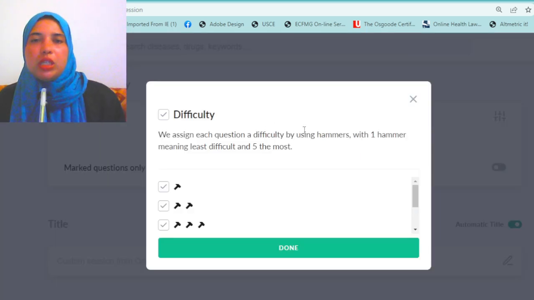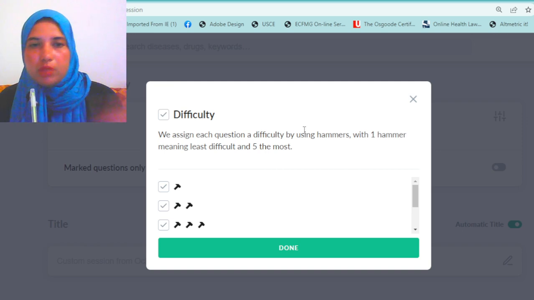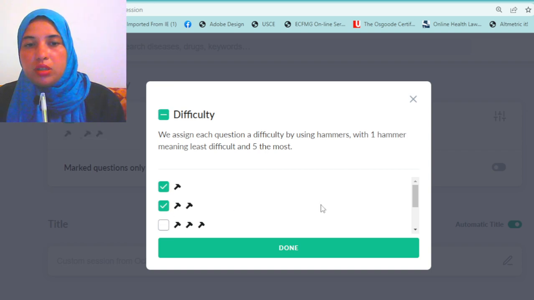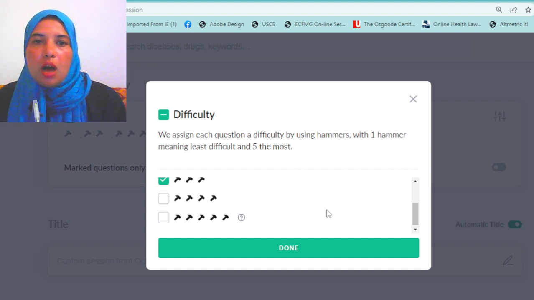Difficulty is 1 hammer to a maximum of 5 hammers, 5 being the most difficult and 1 being the least difficult. If you're just starting off, I would recommend you just do 1, 2, 3 hammer questions. That would cover the basic foundations. I find that 4 and 5 hammer questions are a lot more challenging, and I found them to be a lot more stimulating mentally. They're really interesting. You can see that there's a lot of steps involved to get to the answer.